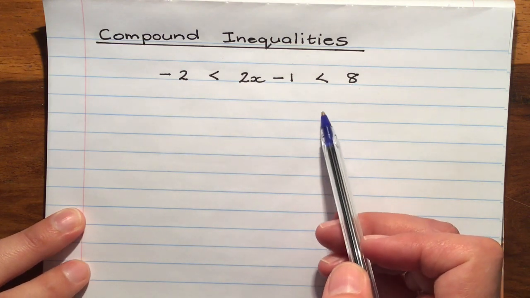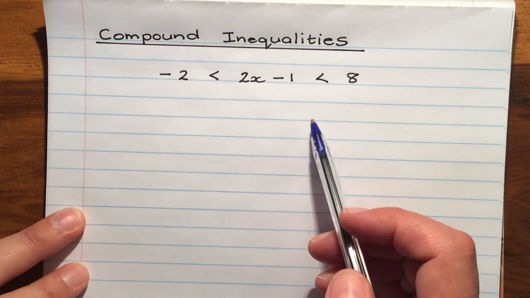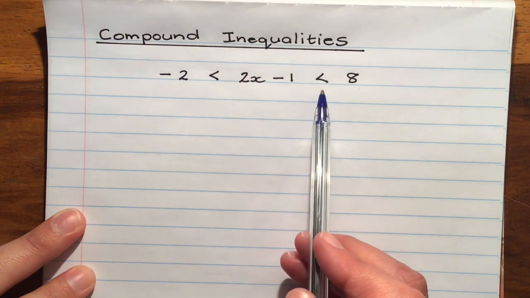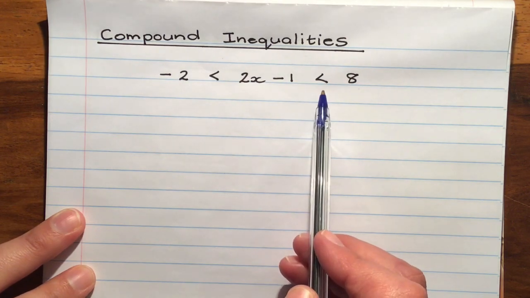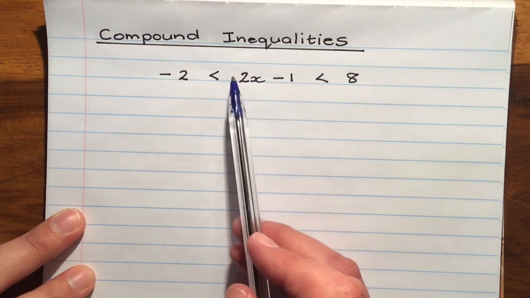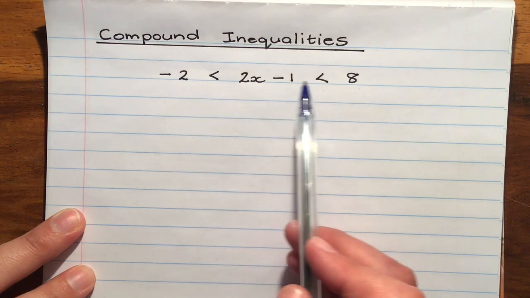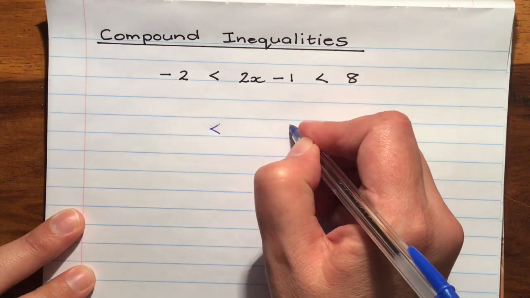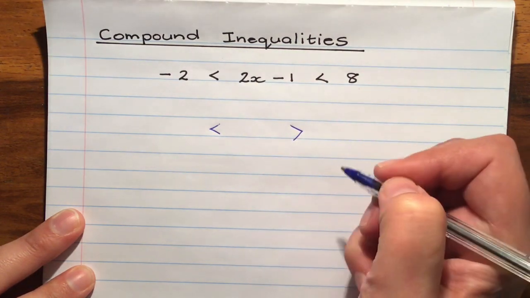Before we get started, I just want to point out to you that in any compound inequality, whichever inequality signs you have, they should face in the same direction. Otherwise, the inequality won't make sense. For instance, you'd never get one facing this way and the other one facing that way.